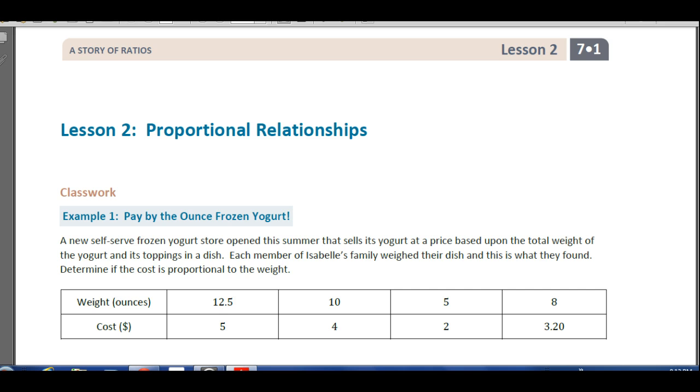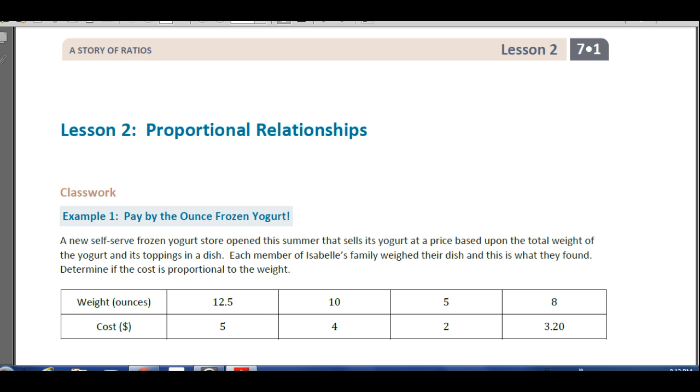We are on Module 1, Lesson 2 in the ratios and proportional relationships module. This Lesson 2 continues on this idea of proportional relationships. And again, this idea of proportional, we will see it as we work through this lesson more clearly.